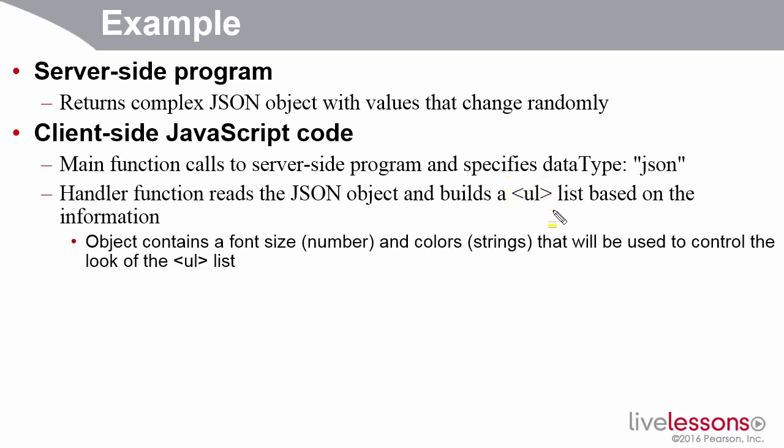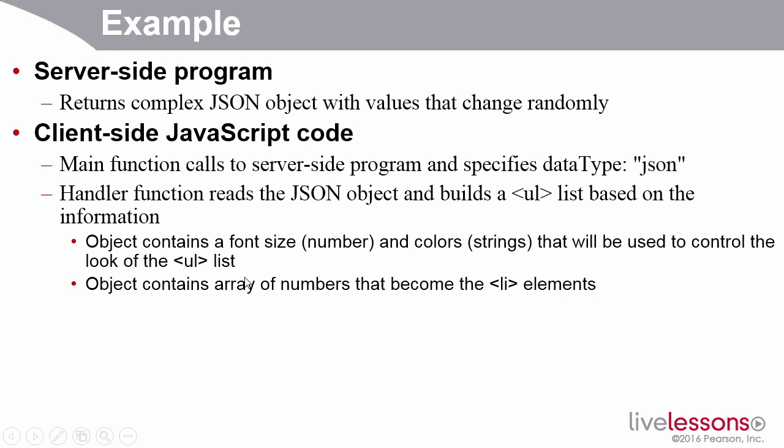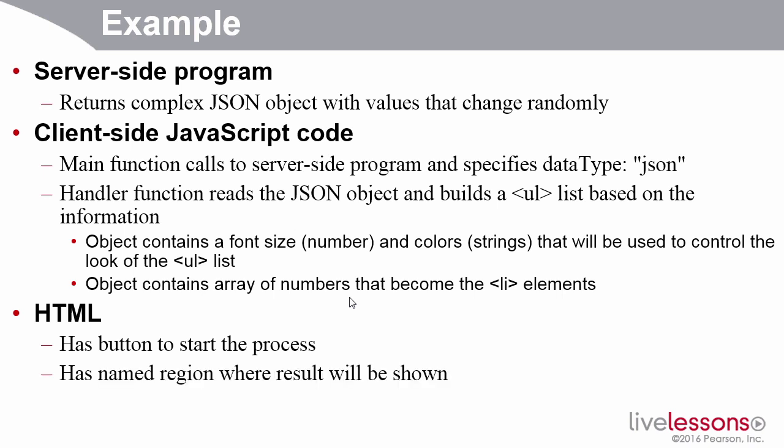The object that I'm going to pass in from the server that then gets passed to the handler will contain a number that I treat as a font size, two colors that I treat as two strings that I treat as foreground and background colors, and an array of numbers that are going to be the list items, the entries inside the UL list. And then I need some HTML that simply has a button that starts off the process and a div or some other region that has an ID where the final results will be inserted.